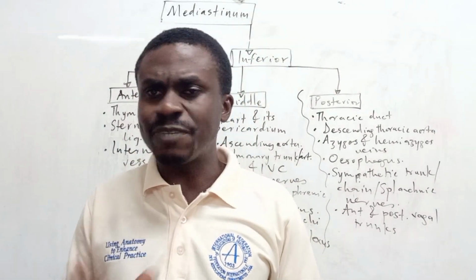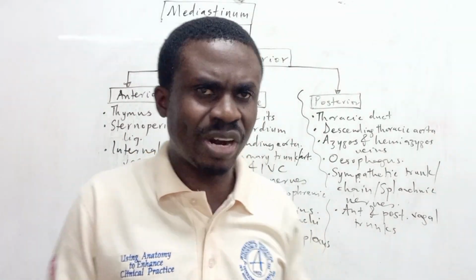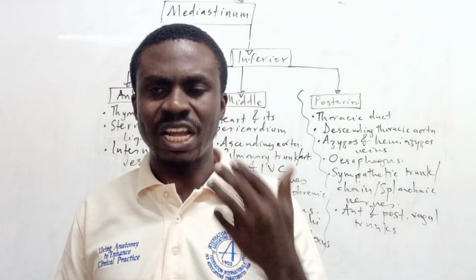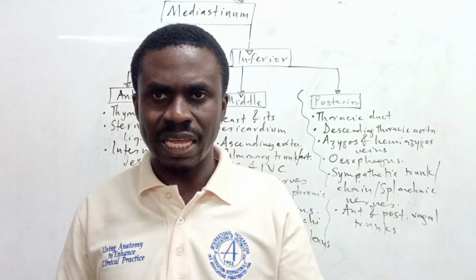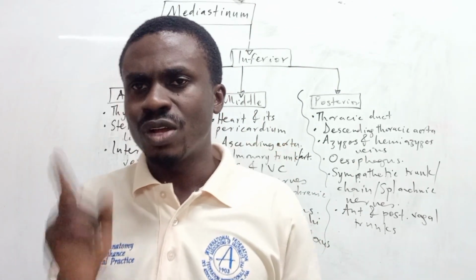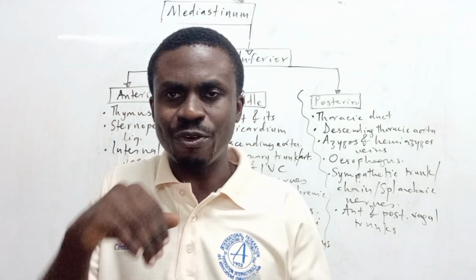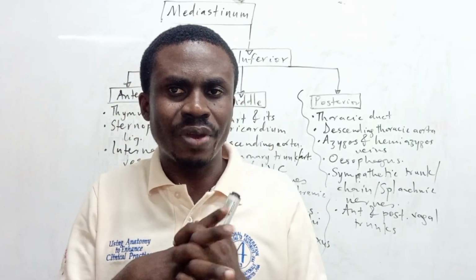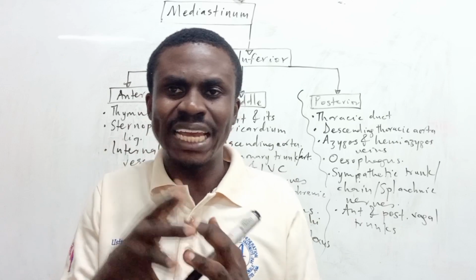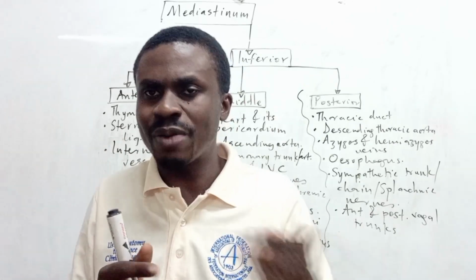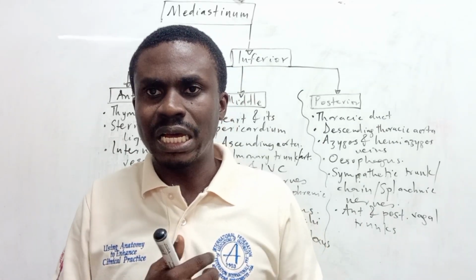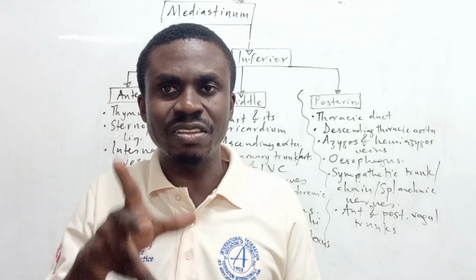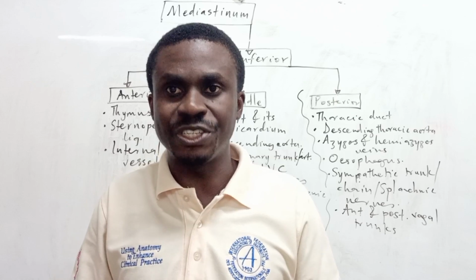My friends, today's meeting was mainly just to give you the content of the superior, the anterior, of course the middle, and then the posterior. Don't forget that the middle mediastinum is that region where the heart is together with its pericardium. And when I go behind the fibrous pericardium of the middle mediastinum, you are going to the posterior mediastinum. So these are the things which I want you to appreciate.